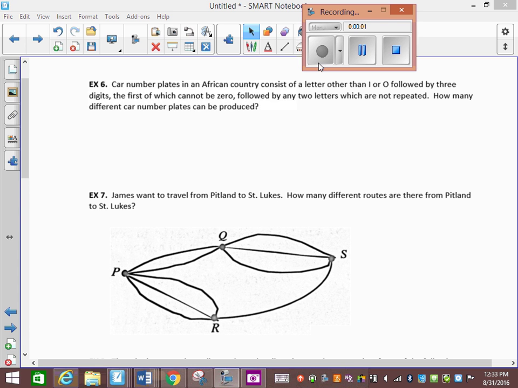Finish off with pros and cons, repetition, and unique cases. So here it says the car number plate, because it's in the action country, consists of a letter other than I or O. So that's what I'm going to do. First one consists of a letter other than I or O. So I'm going to go I, O, and cross them off, which is a lot easier than writing the other 26 letter options below.